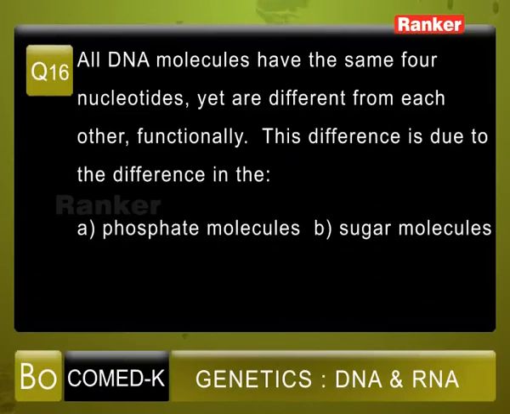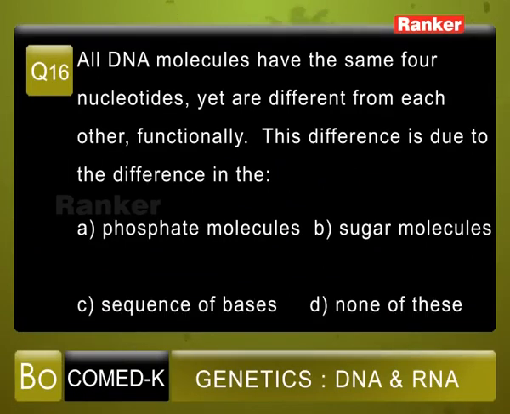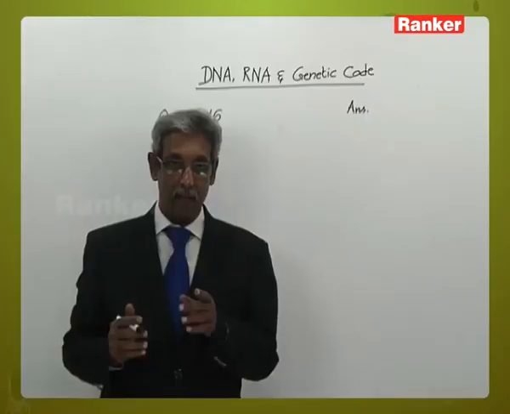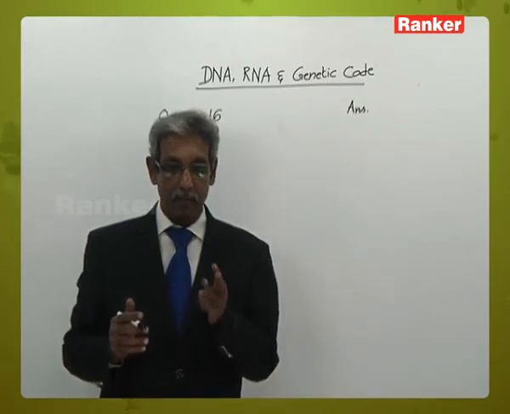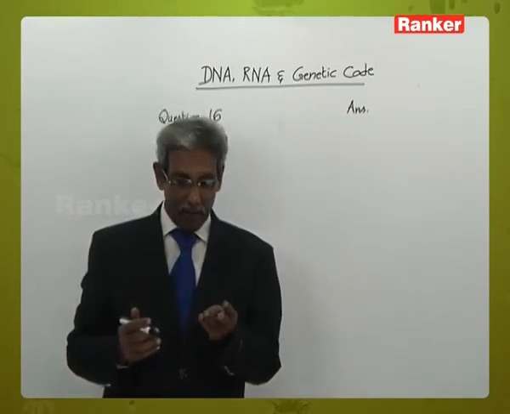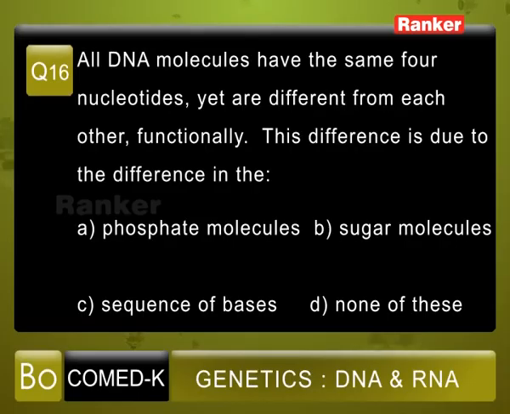Question number 16 says all DNA molecules have the same 4 nucleotides: adenine, guanine, cytosine and thymine, yet are different from each other functionally. When you take the functions, the DNA molecules are very much different in prokaryotes as well as in eukaryotes. This difference is due to differences in the choices: A is the phosphate molecules, B is the sugar molecules, C is the sequence of bases and D is none of these.